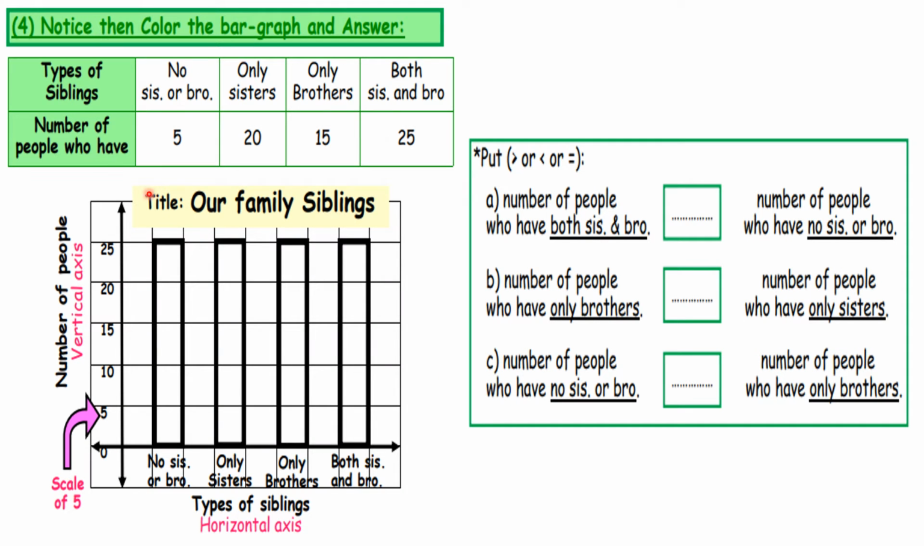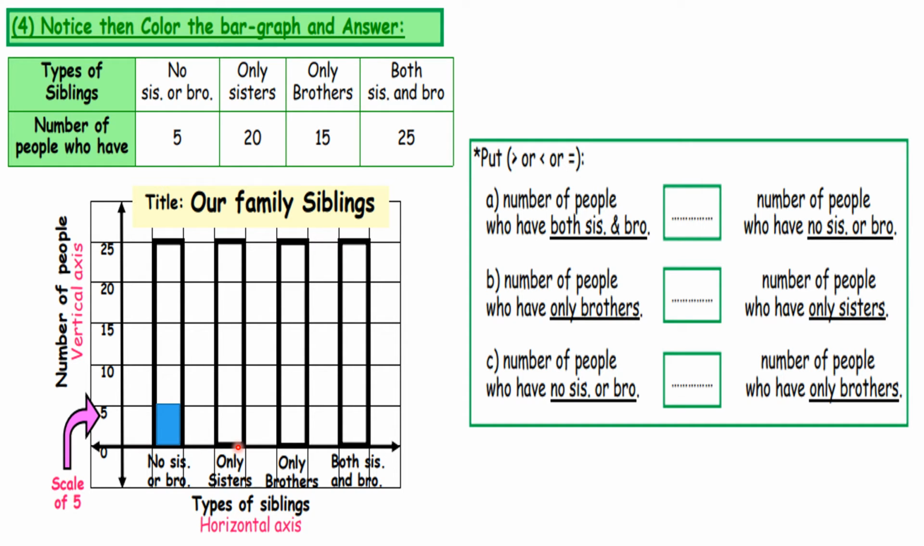Here we have the title of our graph is Our Family Siblings. So I will color here my parts. Each one is equal to 5 because the scale here is counting by 5. So first one we have here is no brothers or sisters. The number of people is 5. So I will color only one part because the one part is representing 5.